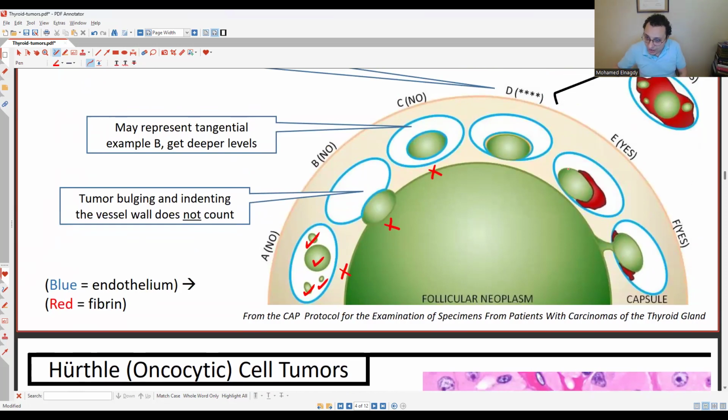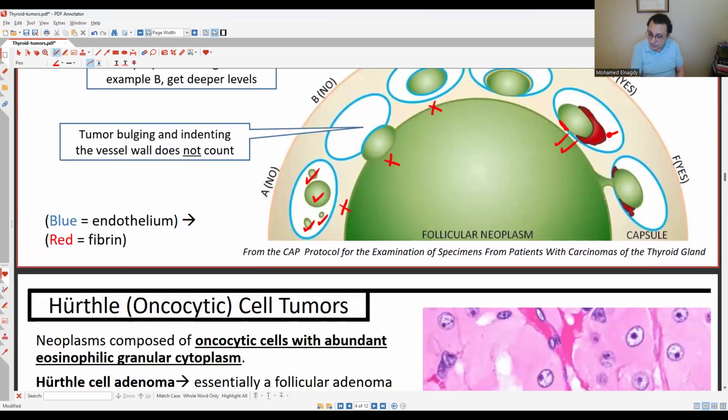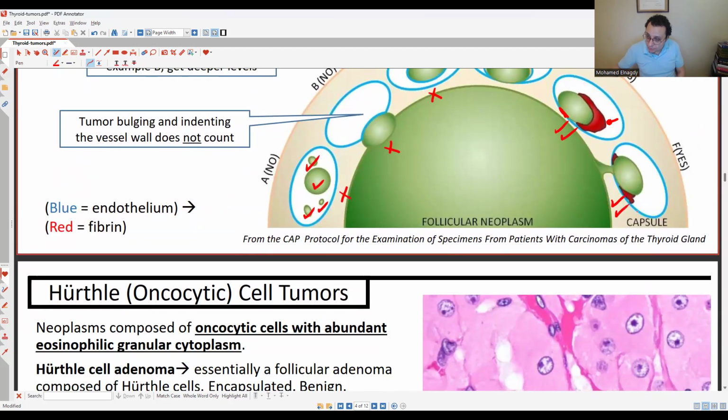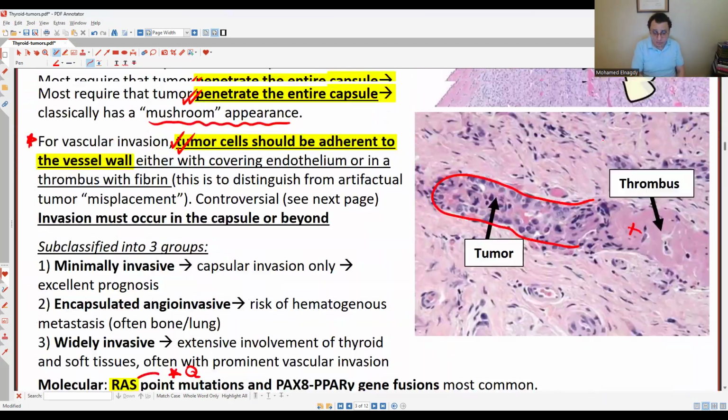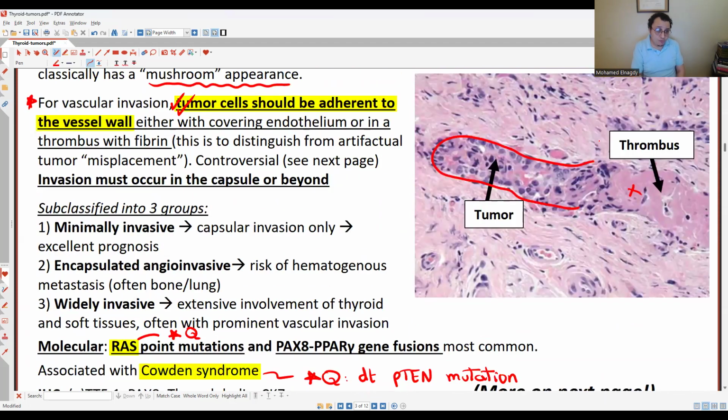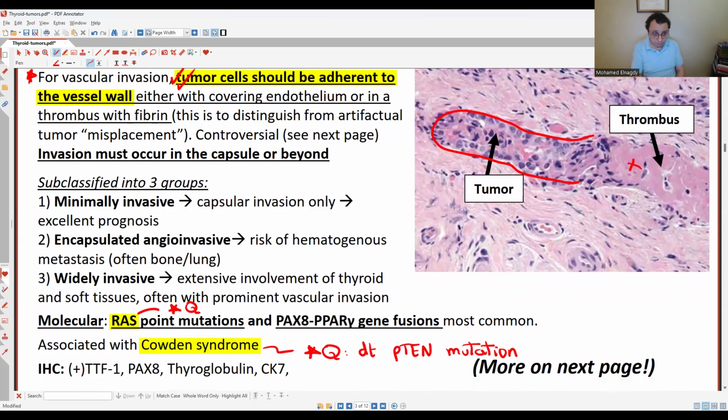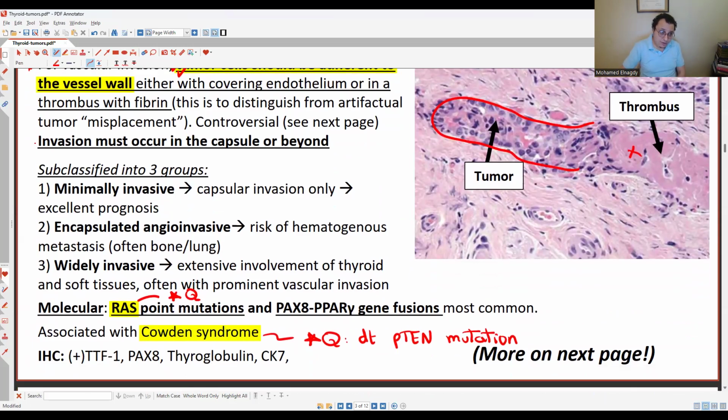See, this one, that's an absolute yes, because it is a tumor adherent to the vessel wall with an associated thrombus. Here also, it's an absolute yes, because I see the tumor attached to the vessel wall and also I see associated thrombosis. That's how you can call it a true vascular invasion, rather than a pseudo vascular invasion or pseudo invasion. So for the capsule, the invasion must occur in the capsule or beyond. And for the vascular invasion, it should be a true vascular invasion.